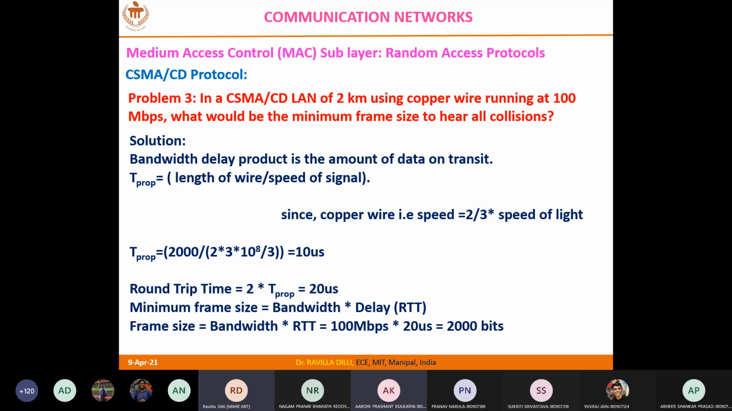The bandwidth is given, so it is 2000 bits. 2000 or 200? Sir, it is 2000 bits. Exactly. Okay.